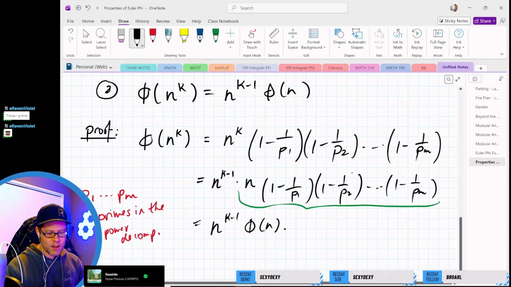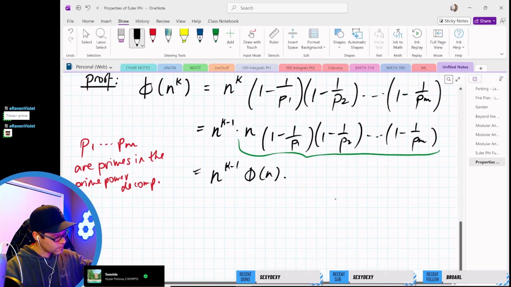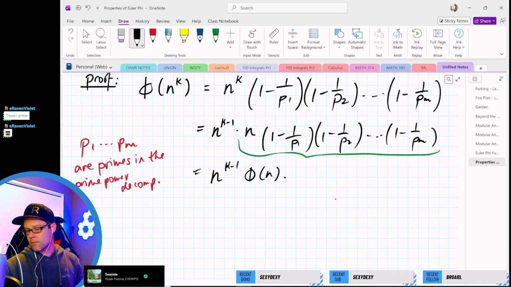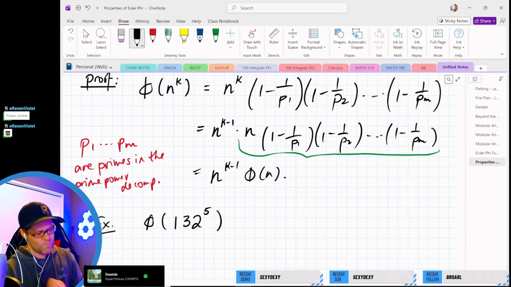So it looks like a lot of blah, blah, blah. So let's take a look at an example. What if we wanted to calculate phi of 132 to the power of 5?